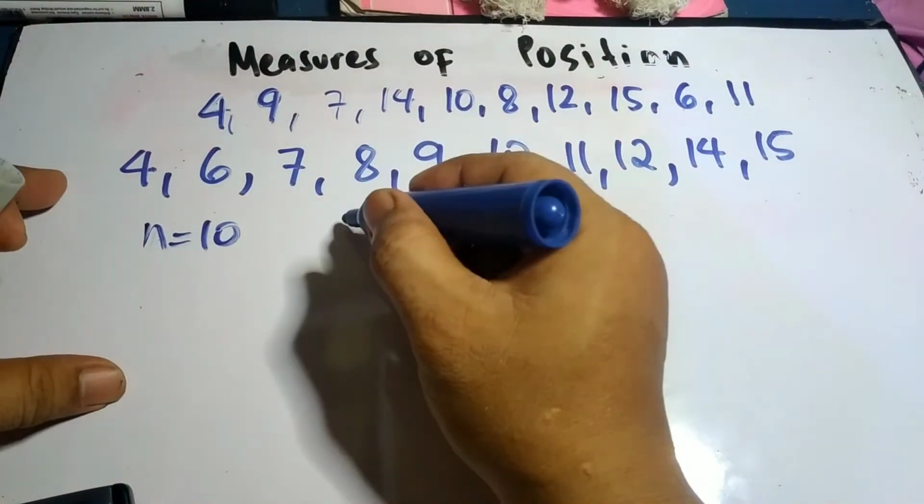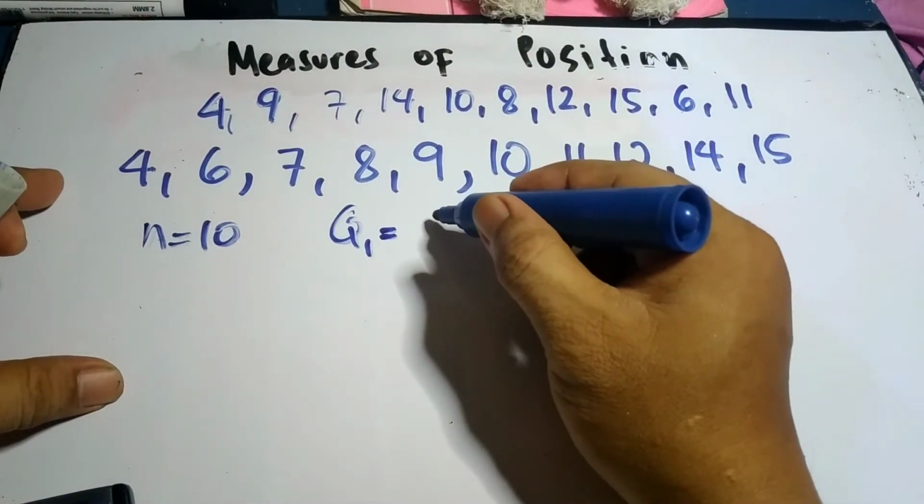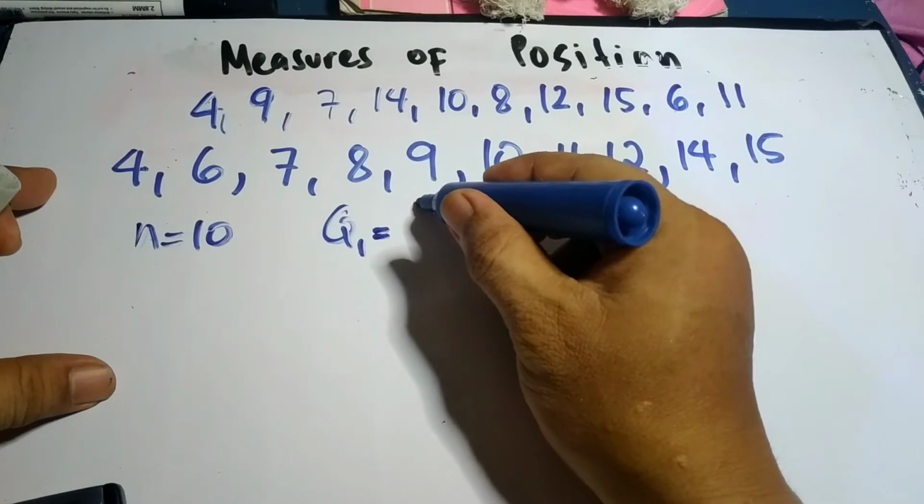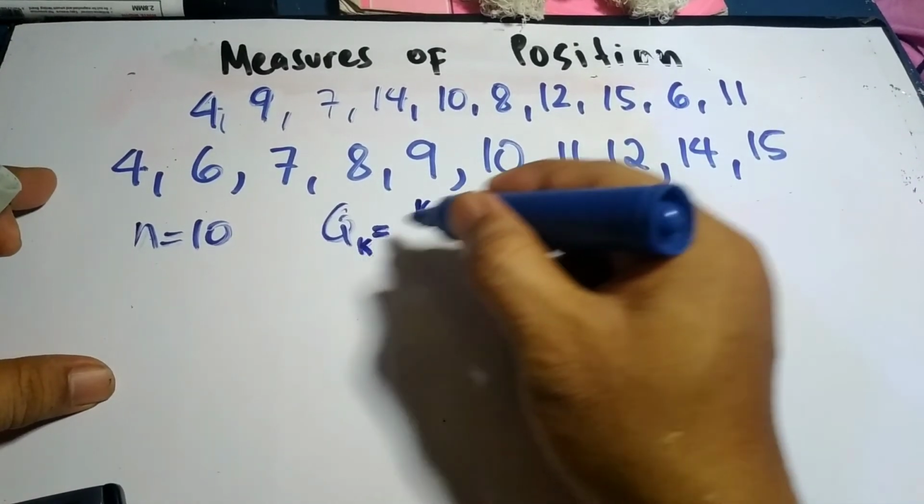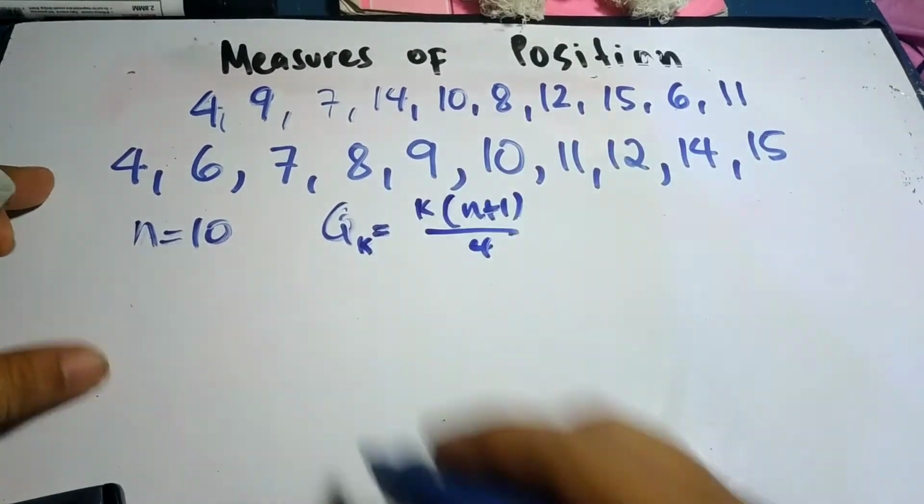Okay? So kung hahanapin natin si Q1, okay, so ang formula is, lagay muna natin po yung formula. So n plus 1 all over 4. So quartile.